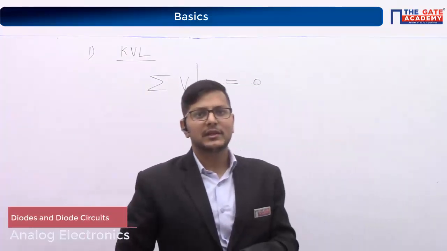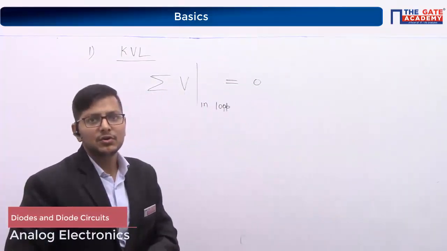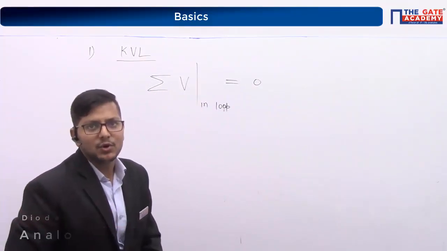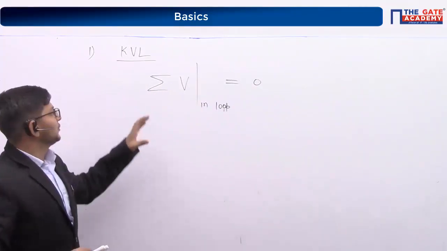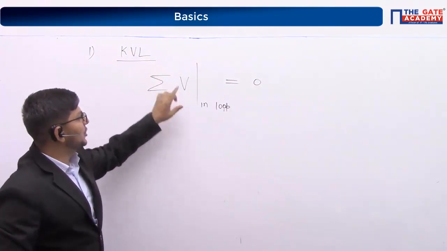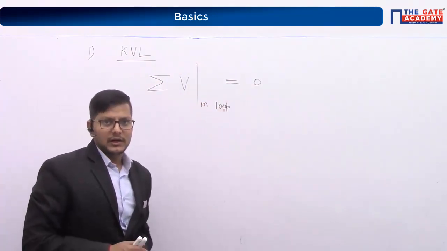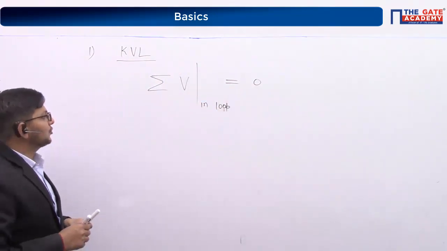Very good, excellent, that is what I expected. Algebraic sum of the voltage in a closed loop is 0. So the algebraic sum of the voltage in a loop must be equal to 0. Exactly. Let me ask one question.